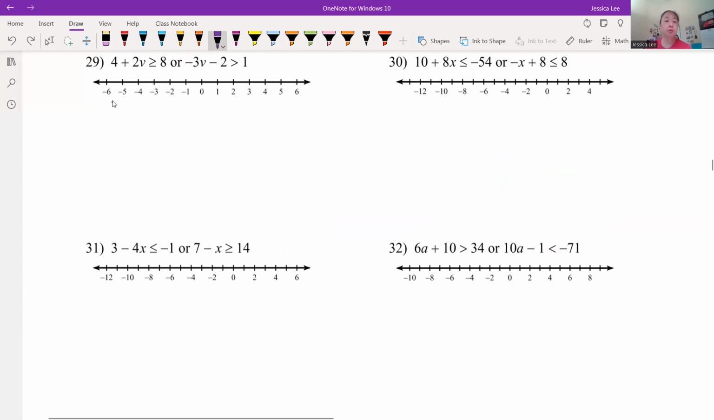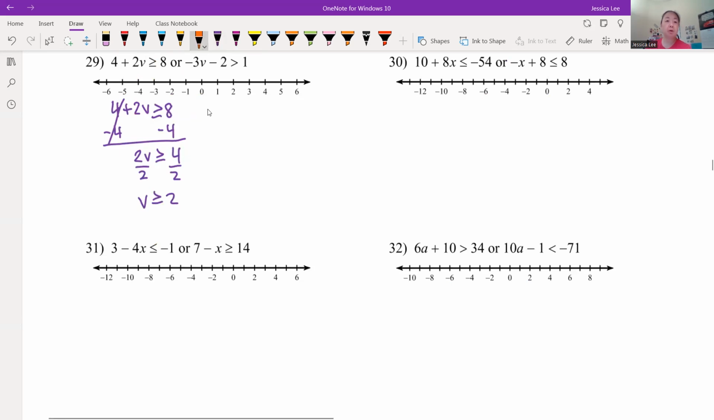Okay, so we have our first one here. So we have 4 plus 2v is greater than or equal to 8. And we're going to just solve it like how we normally would. So subtract 4 on both sides. We have 2v is greater than or equal to 4. And divide by 2. So v is greater than or equal to 2. That's the first one. All right.